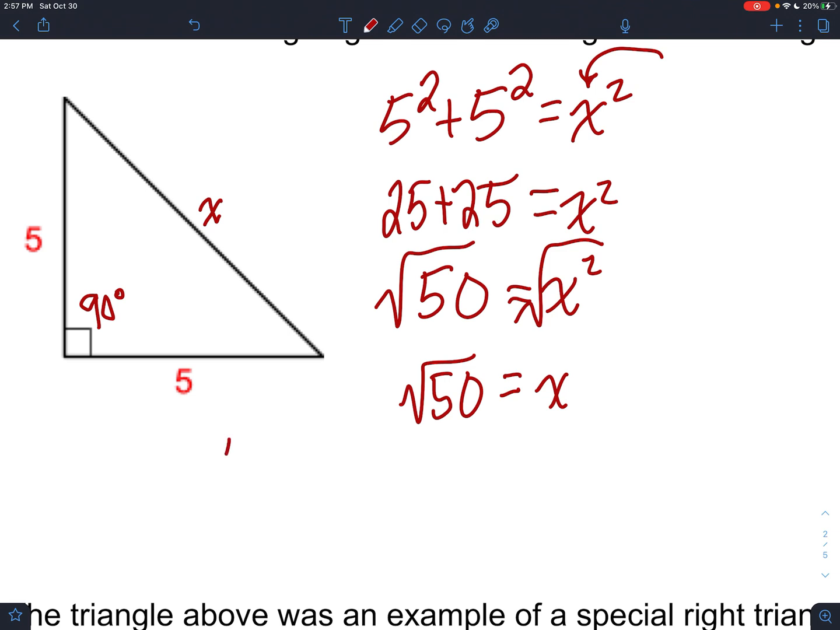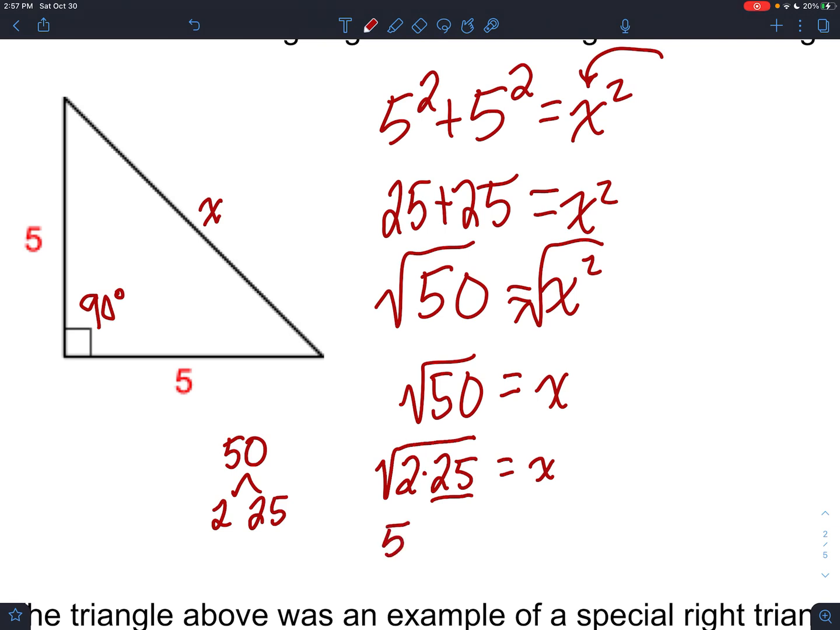But 50, we can break up into 2 and 25, right? And you could finish this tree with 5 and 5, right? But I'll show you another way. So if you're really comfortable with the tree, go with the tree. But it's actually a little bit faster to break it up so you have a perfect square. And then that's ready to come out. Perfect squares come out and get square rooted. So a little bit more quickly, we get the answer 5 square root 2.